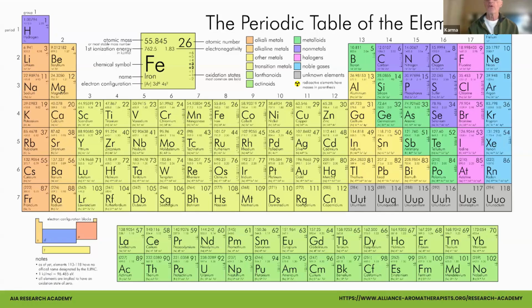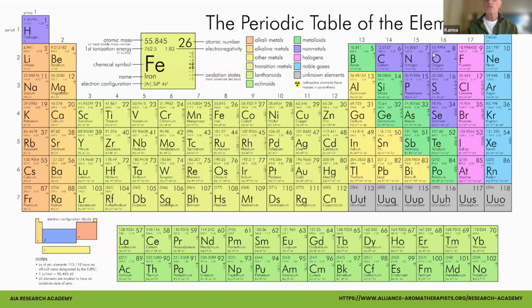Over here on the far right, you see the noble gases that don't readily combine with any other element. Next to them are the halogens, the gases, and here are the nonmetals. Wow, so that means most of the elements are actually metals.